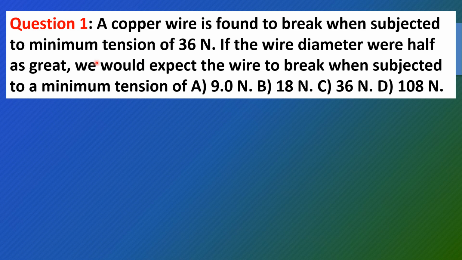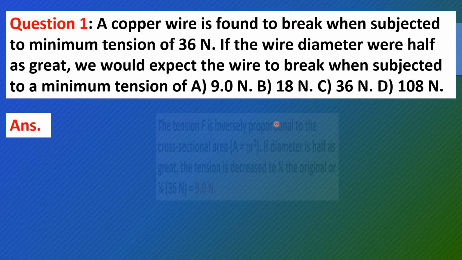For our first question, number 1, a copper wire is found to break when subjected to a minimum tension of 36 newtons. If the wire diameter were half as great, we would expect the wire to break when subjected to a minimum tension of, letter A, 9.0 newton, letter B, 18 newtons, letter C, 36 newton, or is it letter D, 108 newton?